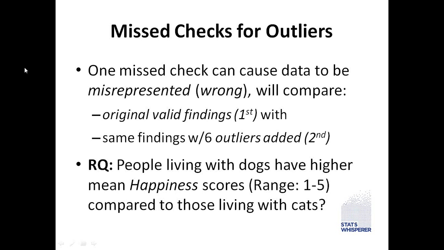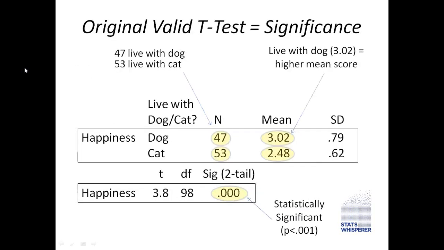So we're going to illustrate this by looking at a t-test and just adding a few outliers to the findings. Let's say that in our original example, we're looking at the research question: people living with dogs have a higher mean happiness score compared to people living with cats. So we want to figure this out. First we do a t-test. Now this t-test, all the same checks of data integrity in terms of outliers and normality were all assessed. So this is the original valid t-test findings.